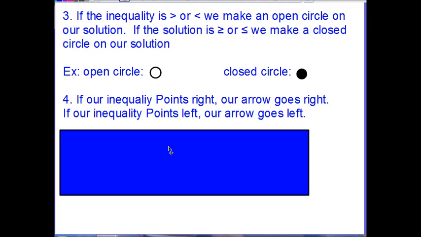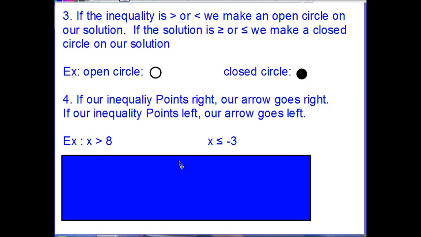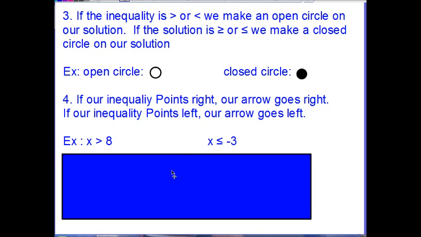Step 4. If our inequality points right, our arrow goes right. If our inequality points left, our arrow goes left. So we have 2 examples, one of each, and this is going to kind of be a combination of everything.